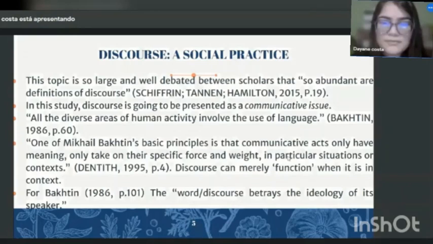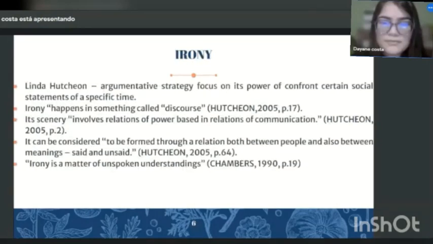Then you see the study of irony. I chose Linda Hutcheon to talk about irony. She says that irony is an argumentative strategy focused on the power to confront certain social statements of a specific time. And she says that irony happens in something called discourse. So you can see the connection between discourse and irony. She also says that irony essentially involves relations of power based on relations of communication.